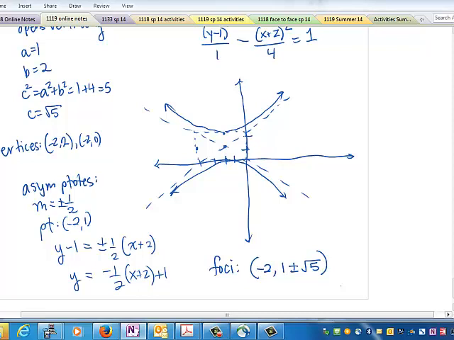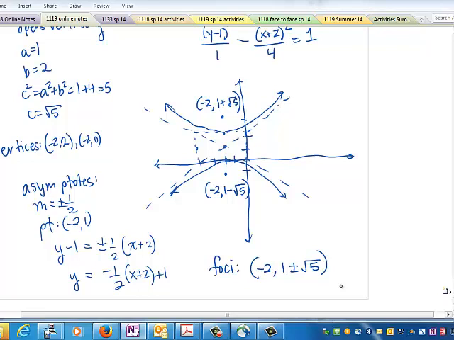So we want to go just over 2 up. So 1, 2, and a little bit more. And just over 2 down. 1, 2, and a little bit more. So there are our foci. -2, this would be 1 minus square root of 5. And this one would be -2, 1 plus square root of 5.